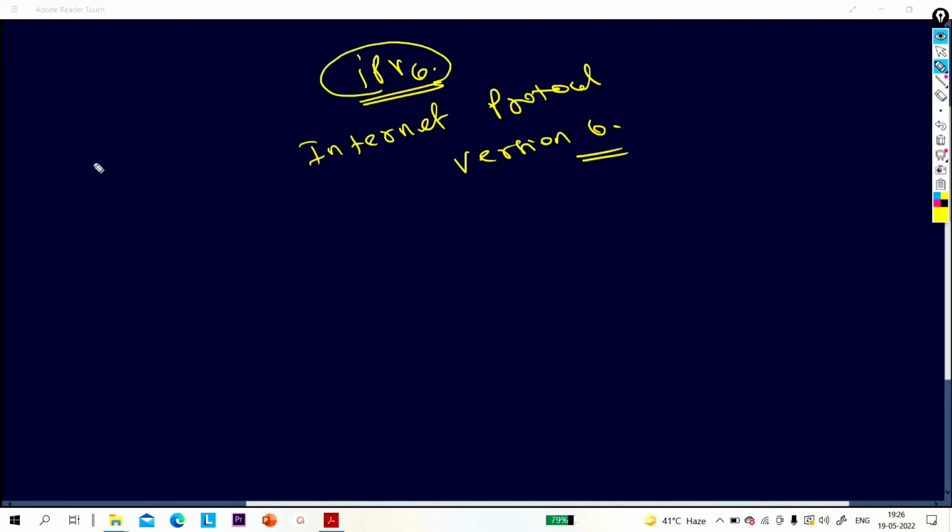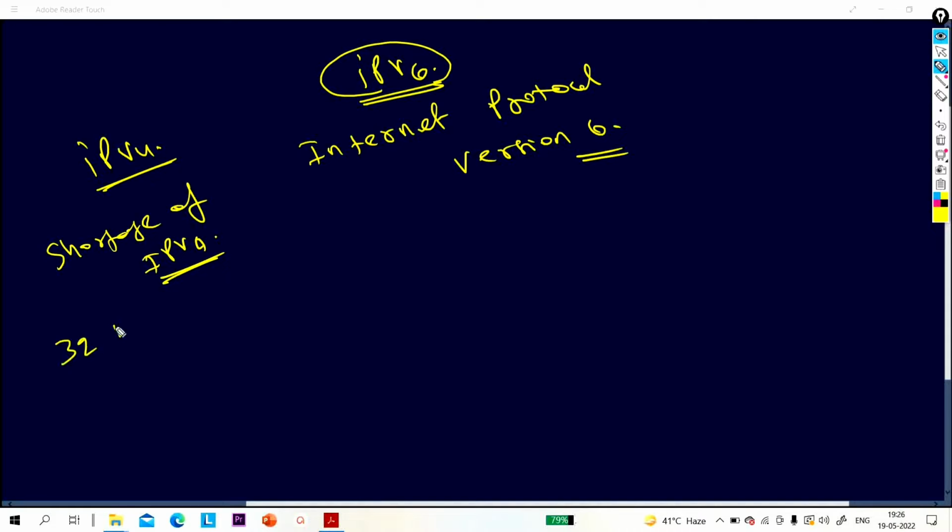What is the problem with IPv4? What is the problem with IP version 4? Guys, the problem is shortage of IPv4. How long is an IPv4 address? It is a 32 bits address. So how many IP addresses will you get in IPv4? 2 raised to power 32, around 4.3 billion, right?